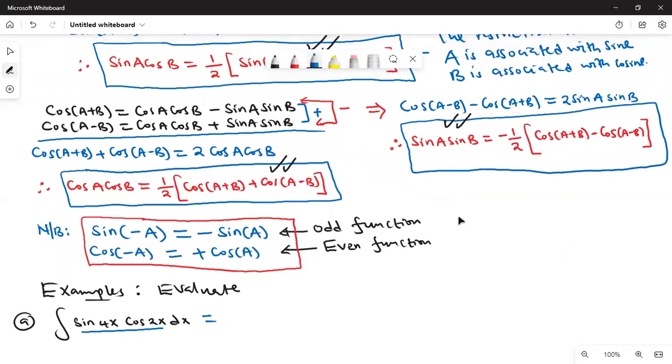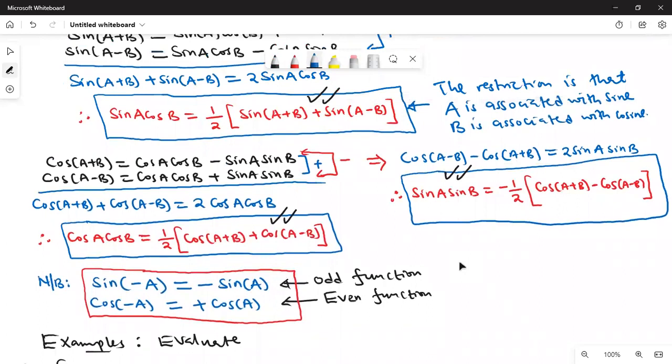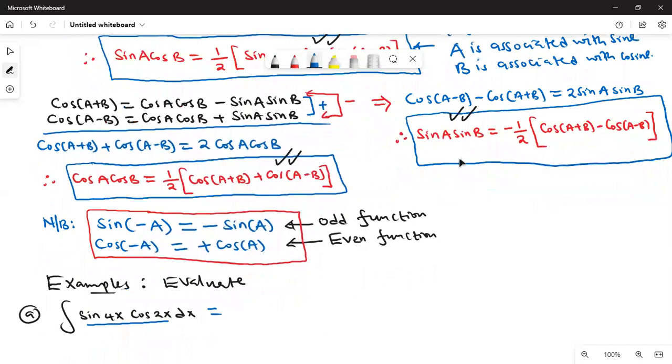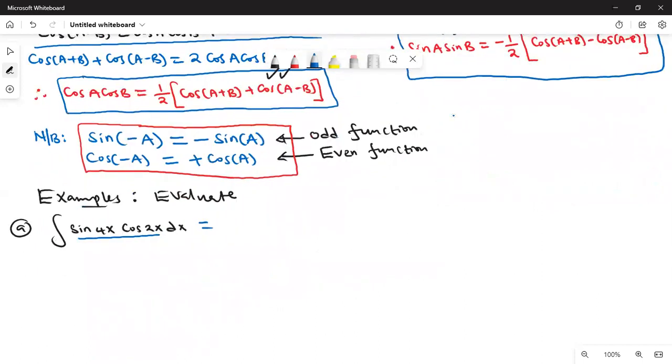Look at sine A times cos B is the same as 1 over 2 sine of their sum plus sine of the difference. So we are going to take note. Let me wrap what I've written here. We first of all rewrite that. So sine 4x times cosine of 2x. Remember now, this is A. A is 4x and B is 2x.